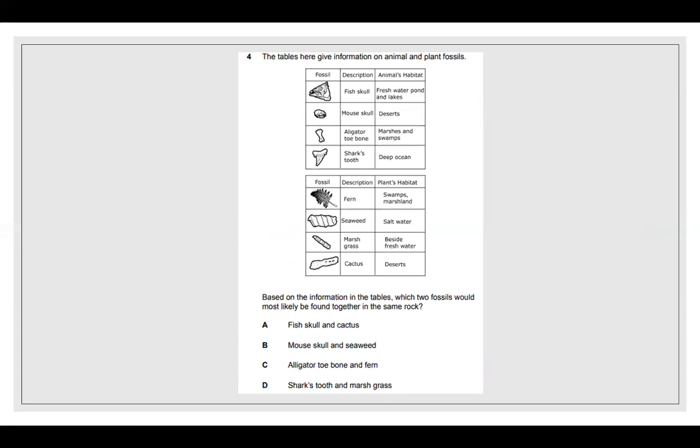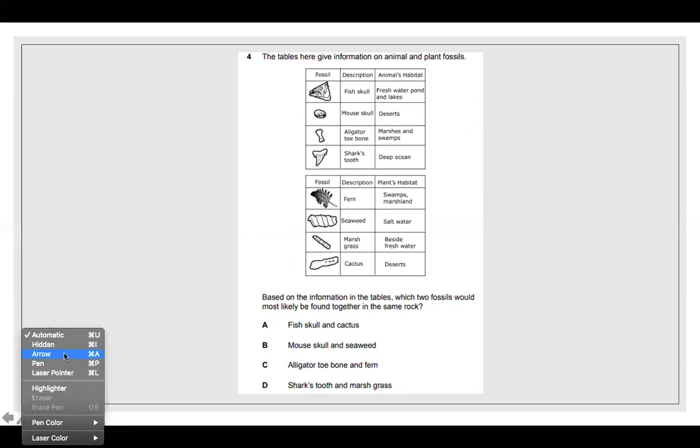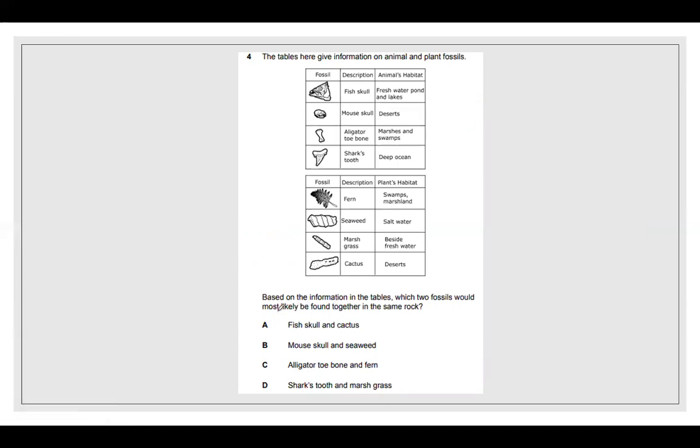Number four, the tables here give information on animal and plant fossils. Based on the information in the tables, which two fossils would most likely be found together in the same rock? So I am going to underline most likely be found together in the same rock. All right. So our answer choices are A, fish skull and cactus, B, mouse skull and seaweed, C, alligator toe bone and fern, and D, shark's tooth and marsh grasses. So when we're looking for the two fossils that would most likely be found in the same rock, we're also making sure that they are from the same habitat.